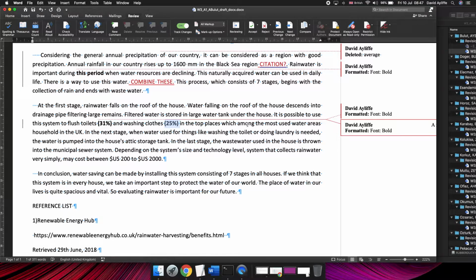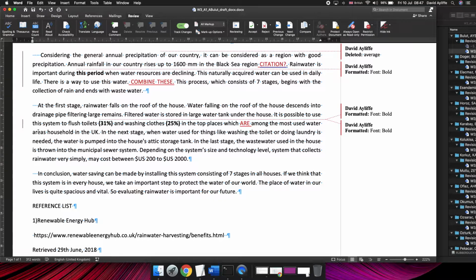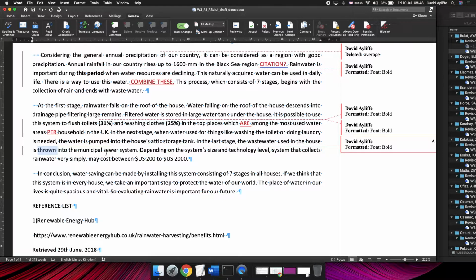In the top places, which among the most used water areas. Water areas which are among the most used water areas household in the UK. Per household? In the next stage when water is used. Okay. In the last stage, the wastewater used in the house is thrown. It's not throw. I mean, we throw a ball. We don't throw water. Yeah? We throw a ball, but we don't throw water.